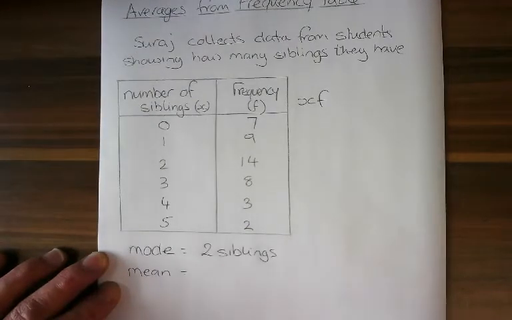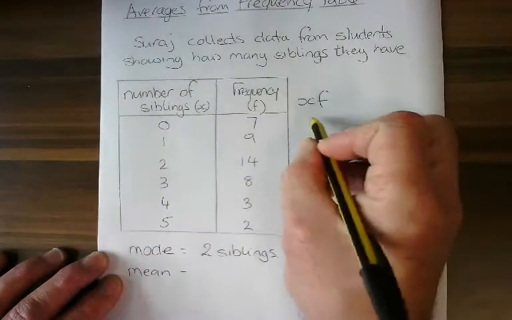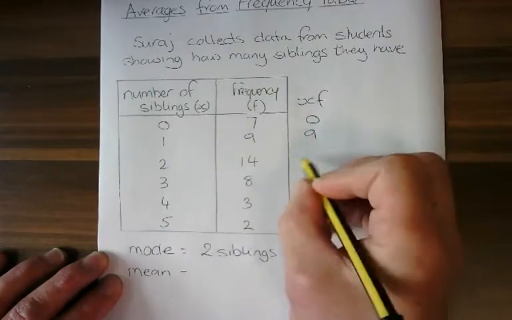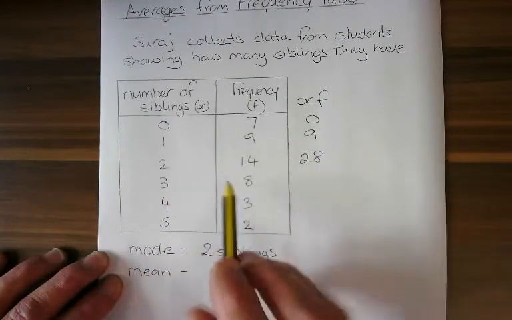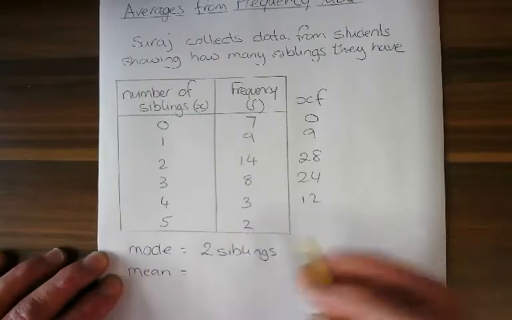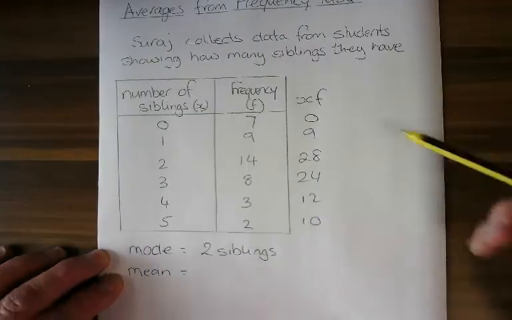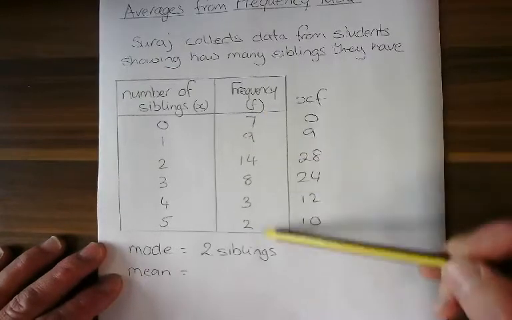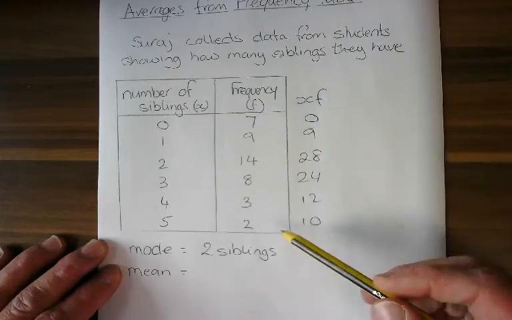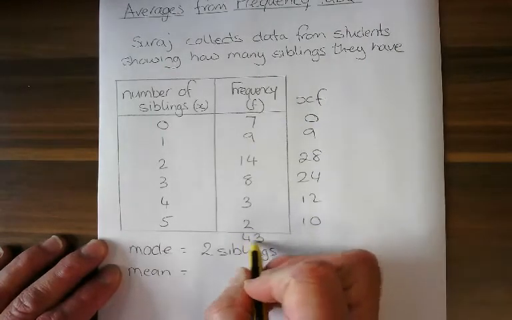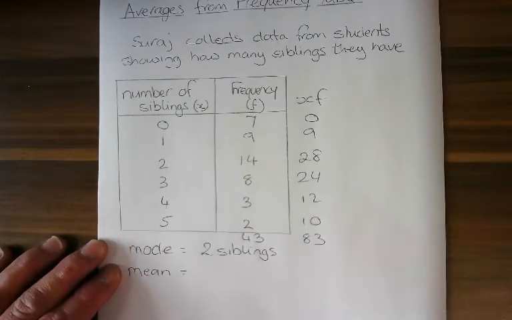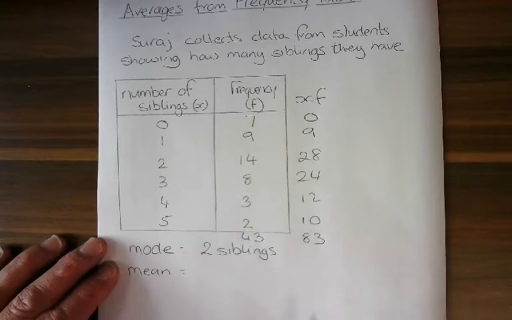So when we do this, I'm going to do 0 times 7, which is 0, 1 times 9 is 9, 2 times 14 is 28, 3 times 8 is 24, 4 times 3 is 12, and 5 times 2 is 10. What I'm going to do now is get a total of the frequency column and a total of my XF column. When I add my frequencies together, I end up with 43, and when I add these numbers together, I end up with 83.